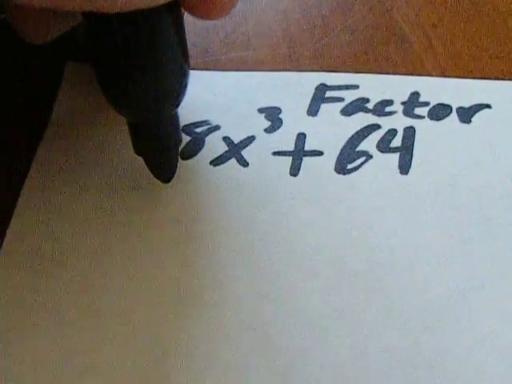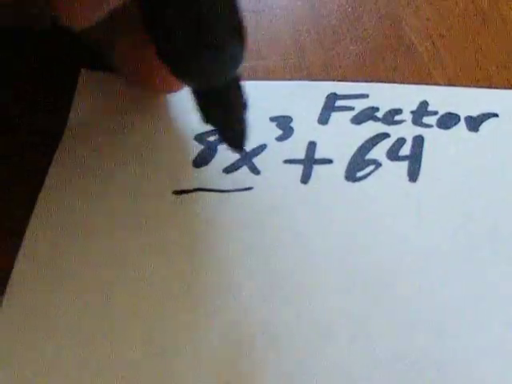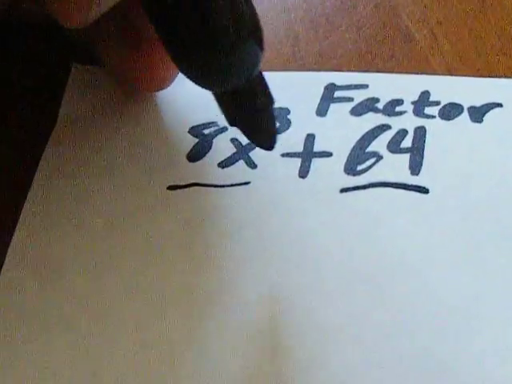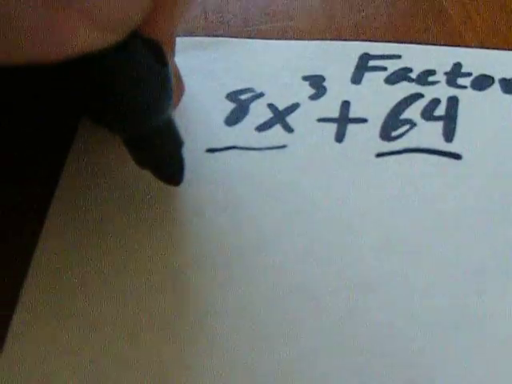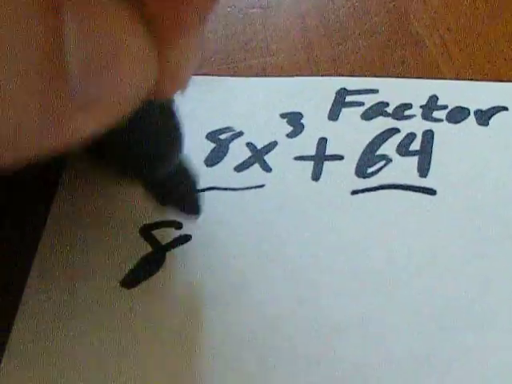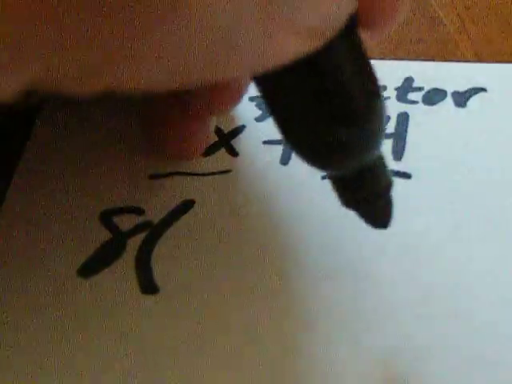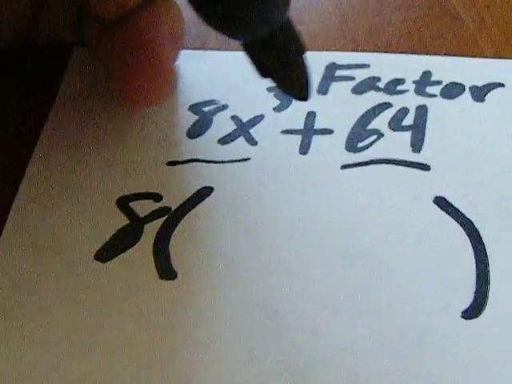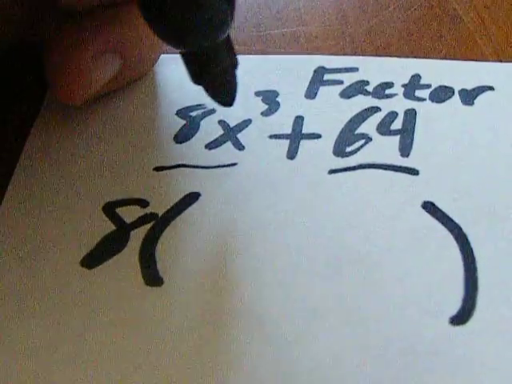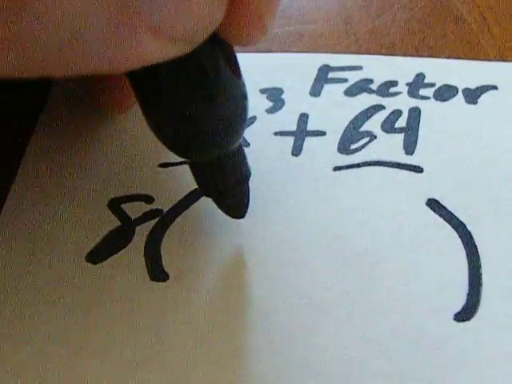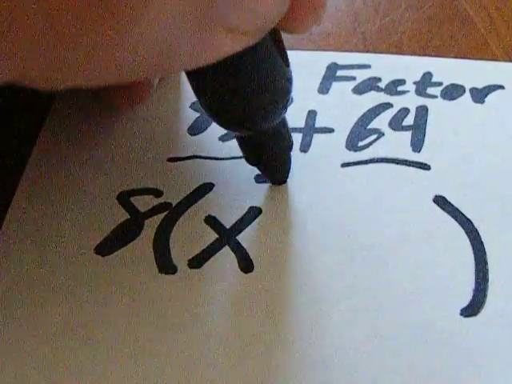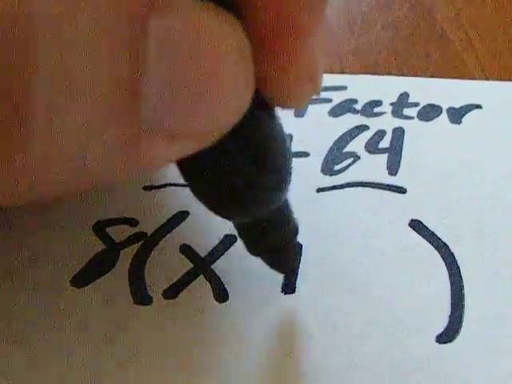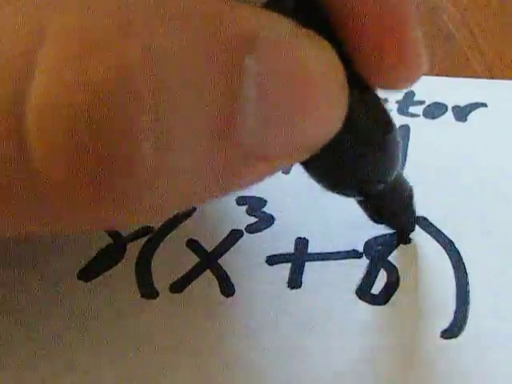And I can see that this term, I can divide by 8, as well as this term. I can also divide that by 8. So why don't I factor out an 8? So here we go. Here comes the 8. And if I divide 8 by 8, I'll just get 1 times x cubed. So I don't need to write the 1. You can just write x cubed. And if I divide 64 by 8, what will I get? I'm going to get 8 again.